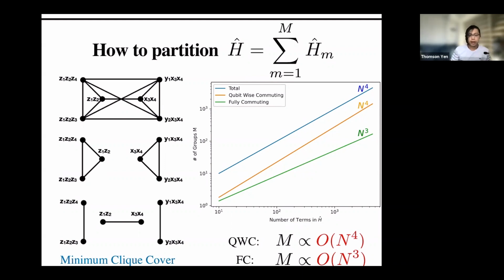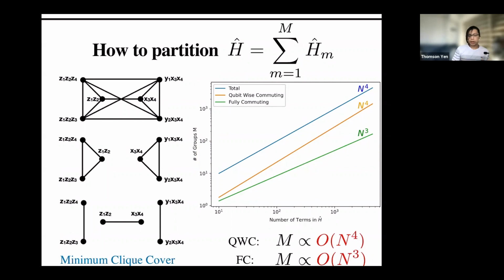And on the right-hand side, we have some results in terms of number of groups. On the x-axis, these are just the number of terms in your Hamiltonian. On the y-axis, it's the number of groups. We'll call it n.